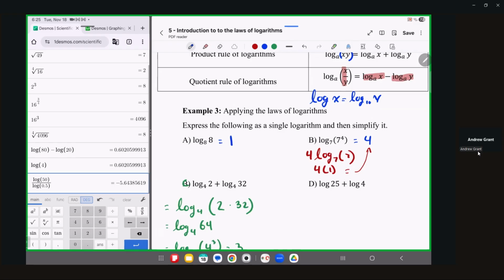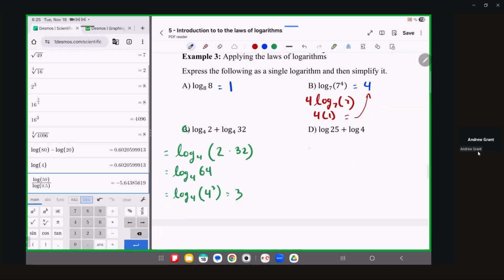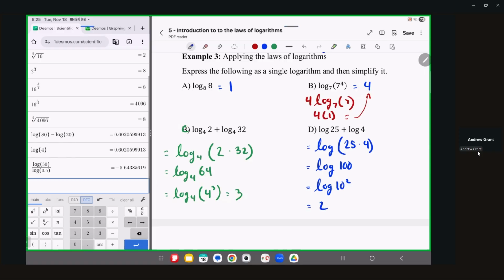So now we end up with log of 25 times 4. 25 times 4 is 100. And we know 100 is the same thing as 10 to the power of 2. And this is going to give us a solution of 2. At this point, notice that they are base 10. So if you wanted to so choose, you could just type in log of 100. But again, we wanted to evaluate this using the laws of logarithms.